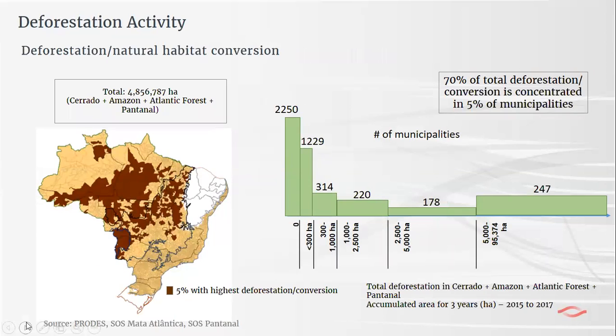And then we did an equivalent assessment of the deforestation rates, again selecting as the highest priority a threshold of the top 5% of municipalities with the highest territorial deforestation rates between 2015 and 2017. And again, these are shown on the map on the left-hand side.